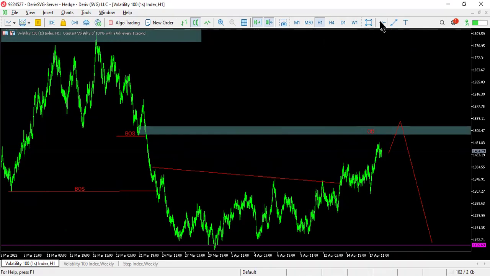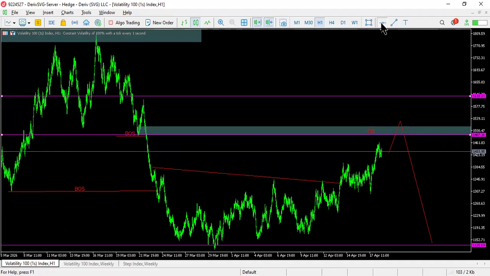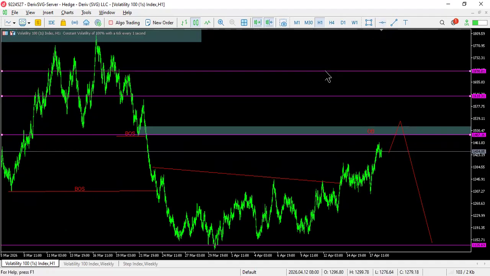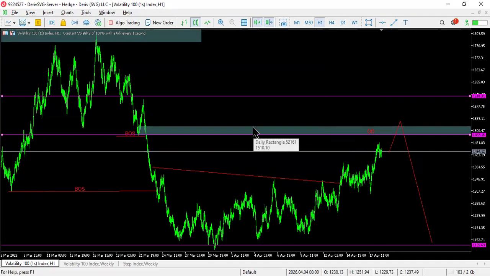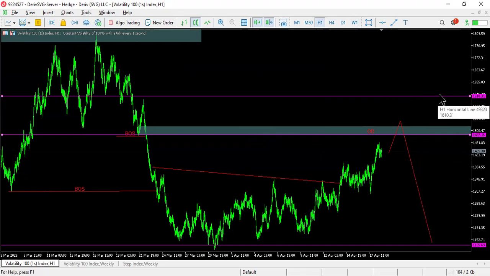So if you want to take the trade with me, these are the coordinates for the sell limit. Go ahead and place a sell limit on volatility 101S with your entry price at 1487.16, stop loss at 1610.31, and your take profit at the swing low at 1135.69, and always apply proper risk management.